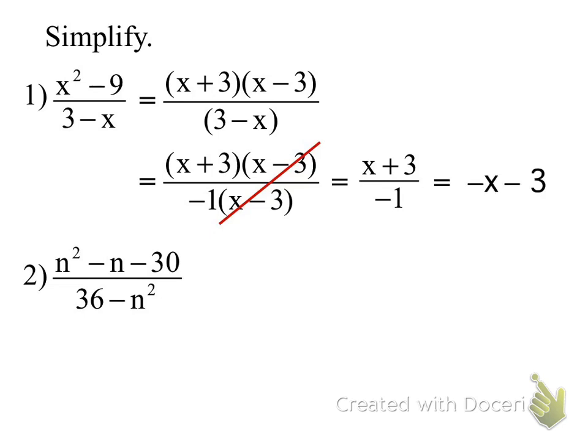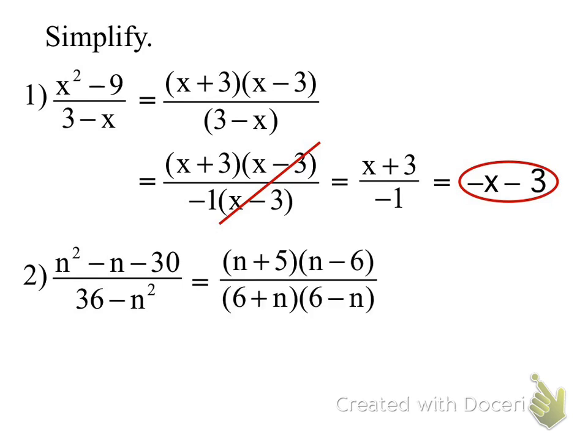Go. Pause the recording. So how do we factor the numerator? You guys are working from right to left, the way I asked you to, even though my PowerPoint's going sideways. How do I factor the numerator? I got x plus 5 times x minus 6. Good. And then the denominator? I got 6 minus n times 6 plus n. Good.